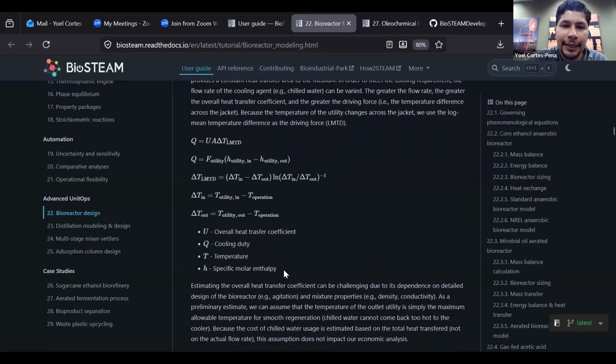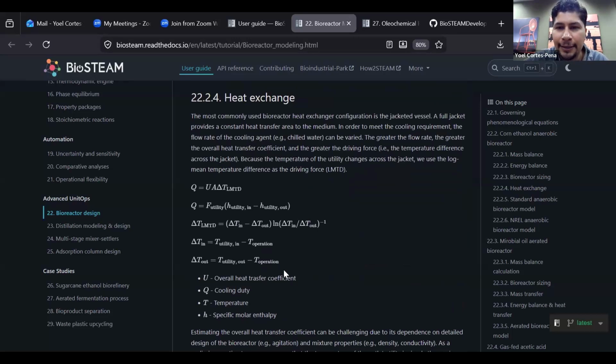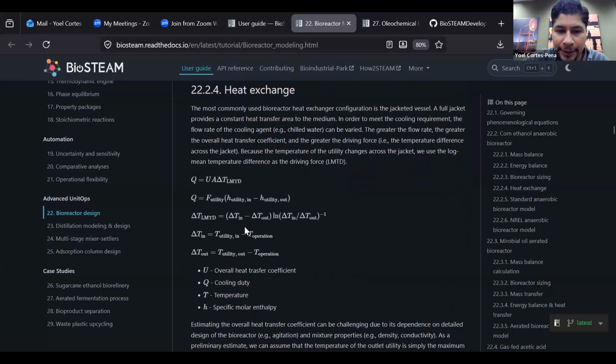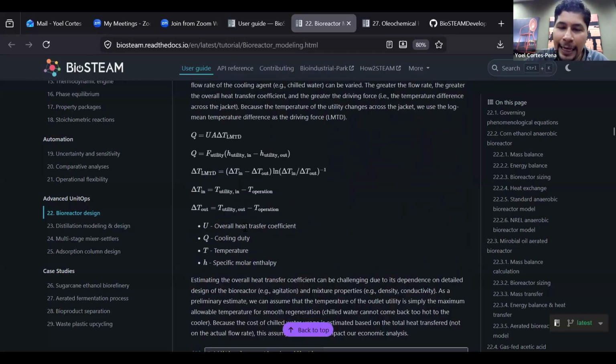Now for heat exchange, to understand how you need to size a jacketed vessel or external heat exchanger loop, that can get a little complicated because it depends on how fast you are stirring, right? What is that overall heat transfer coefficient in order to size it correctly? But what actually happens is, regardless of whatever your heat transfer coefficient is, you can always just flow in more chilled water or whatever your cooling agent is in order to meet that demand given a specific area.